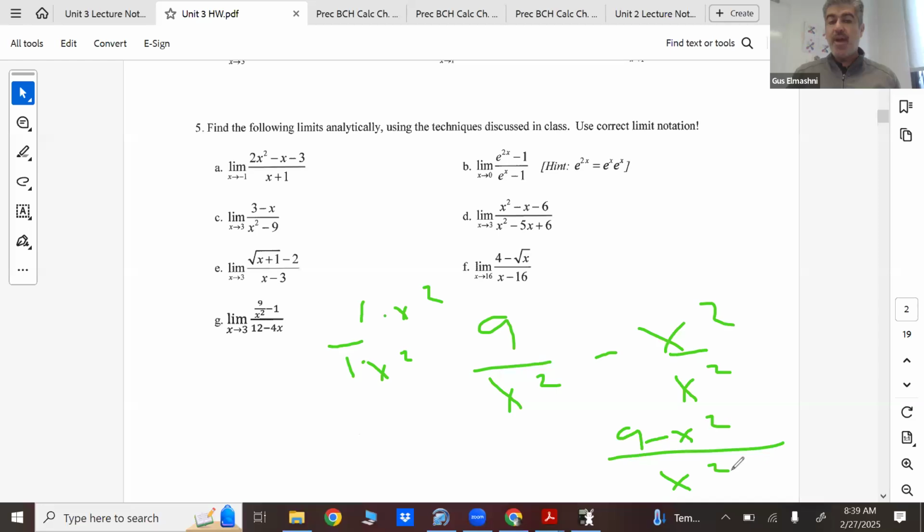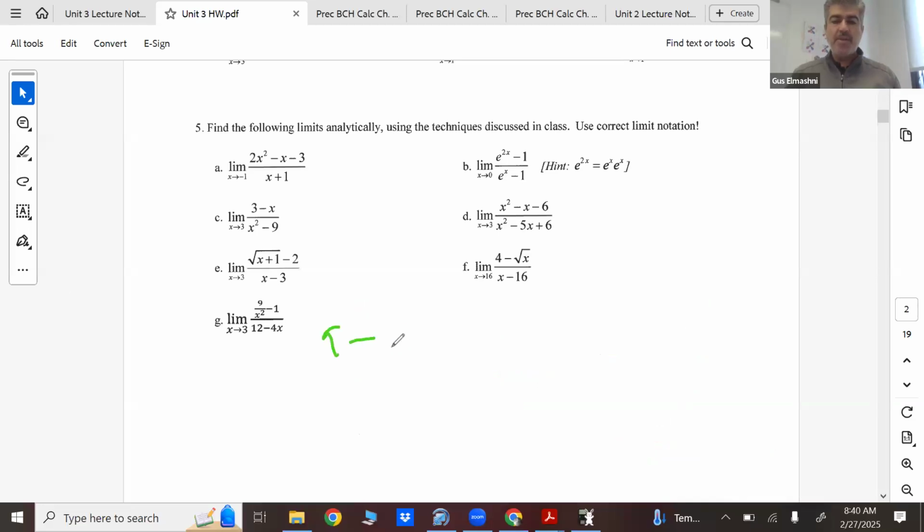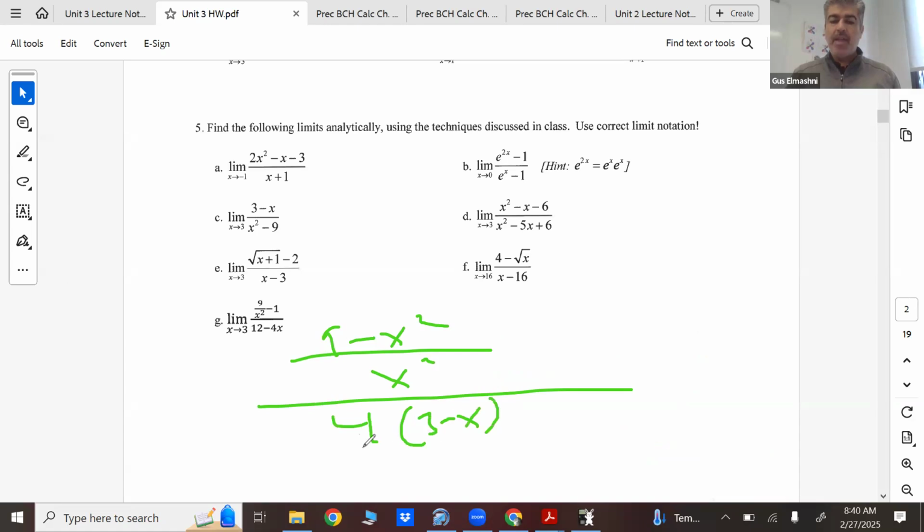But then you have a complex fraction, because then what you have is 9 minus x squared over x squared, all over 12 minus 4x. I'm going to factor out 4, by the way. And that's over 1, by the way. See what's happening? We have a complex fraction. You have fraction over fraction. How do you do that?